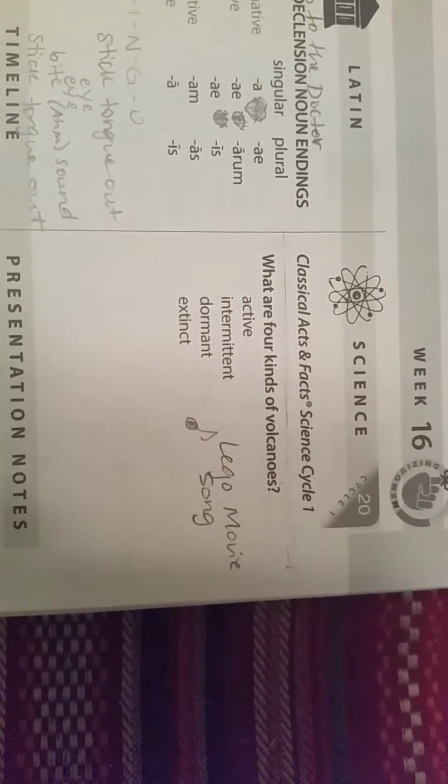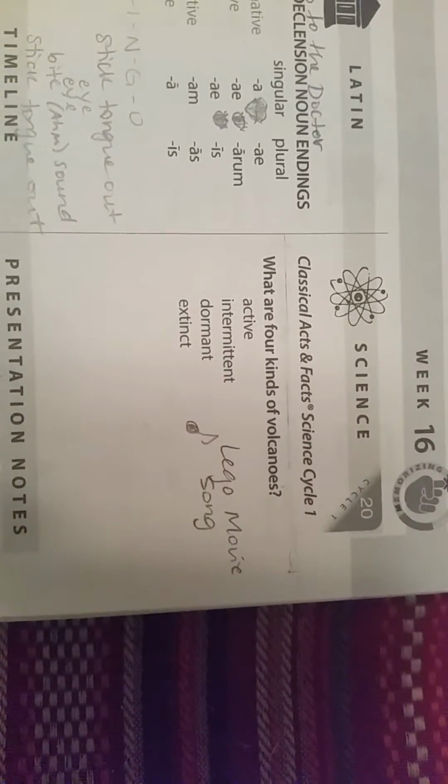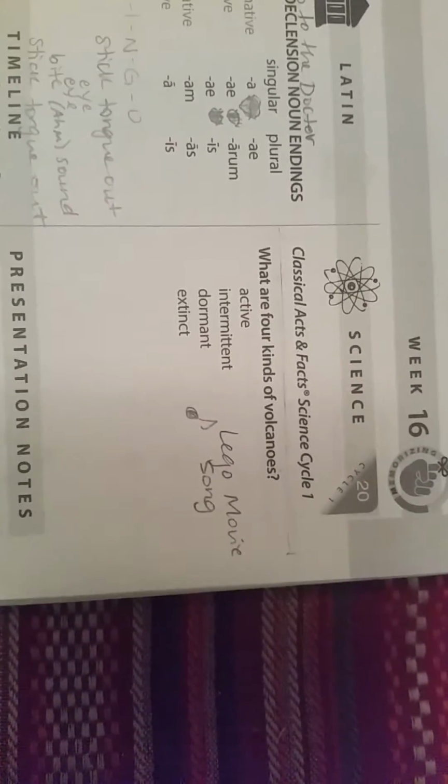Week 16. What are 4 kinds of volcano? Active, intermittent, dormant, extinct. What are 4 kinds of volcanoes? Active, intermittent, dormant, extinct.